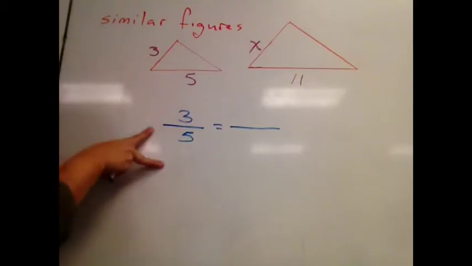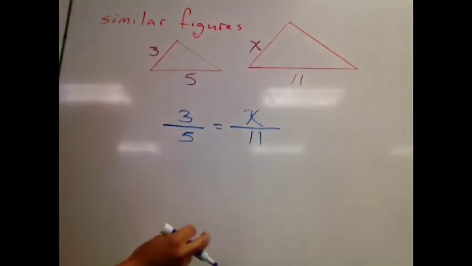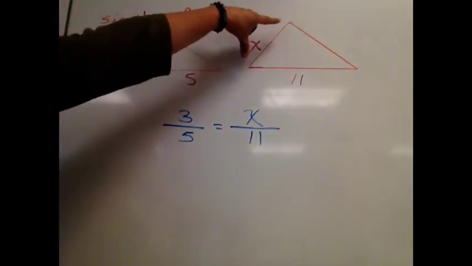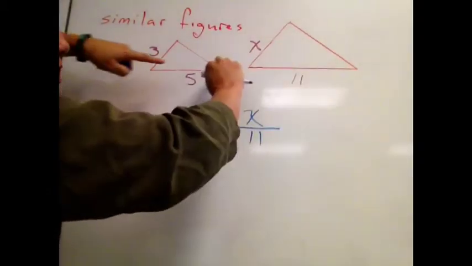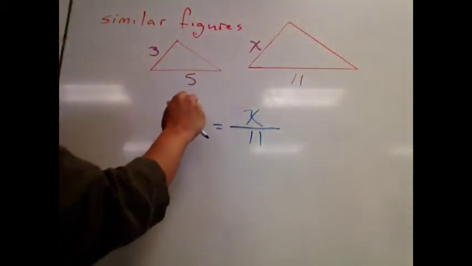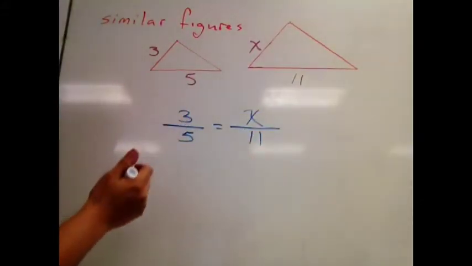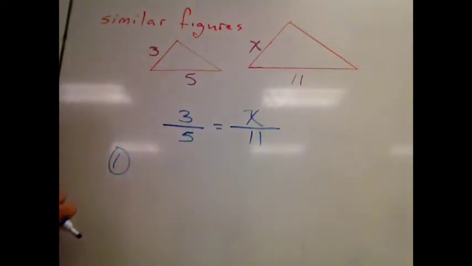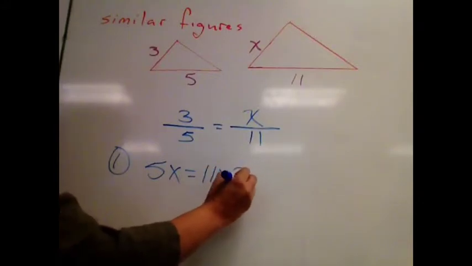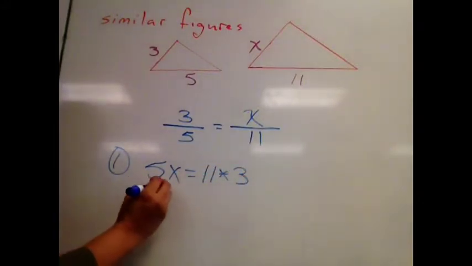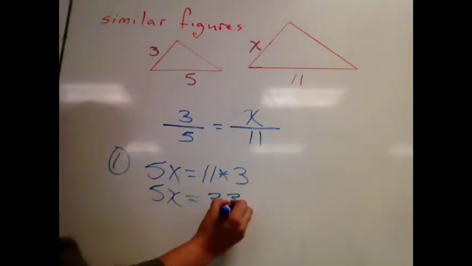And we just drag the numbers down. Remember, they have to be corresponding sides. This smaller side is the same thing as this smaller side. This is the longest side of our triangles, so that's why they're both at the bottom here. So let's do our steps. Step 1, we need to have 5x is equal to 11 times 3, and 11 times 3 is 33.